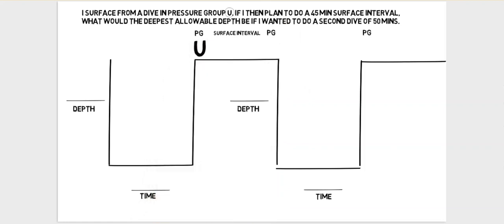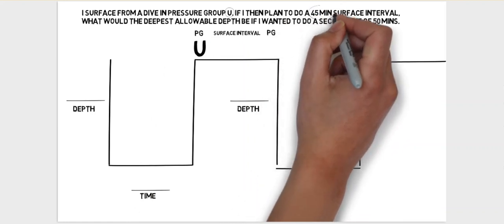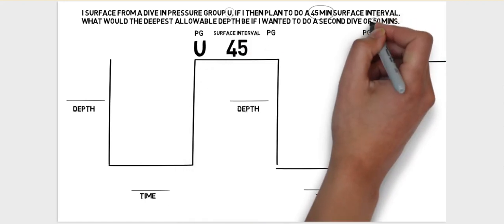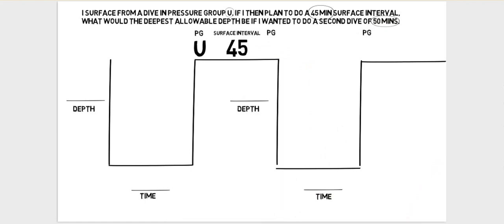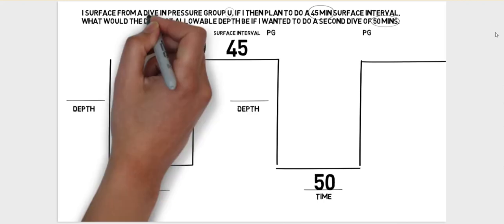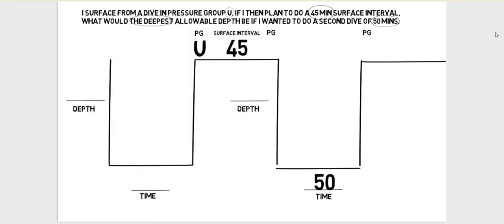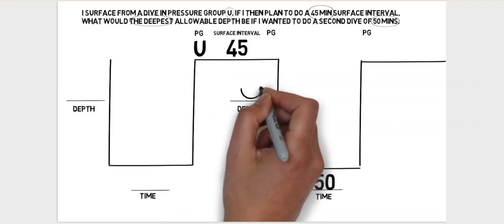Then the next bit of information I'm given in the question is that I have a 45-minute surface interval, so I can enter that in the surface interval section. And then I am told that 50 minutes is how long I want to go for my second dive. And the question is, what is the maximum allowable depth? So I can put my question mark in on the depth part of my diagram and get out my ERDPML.